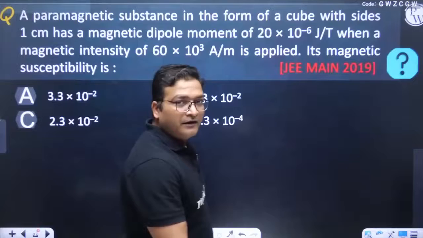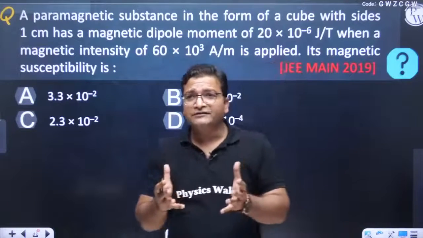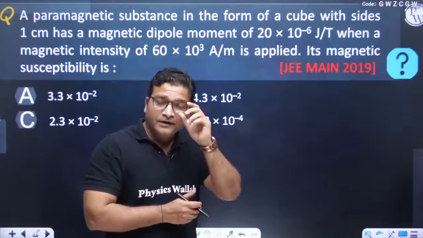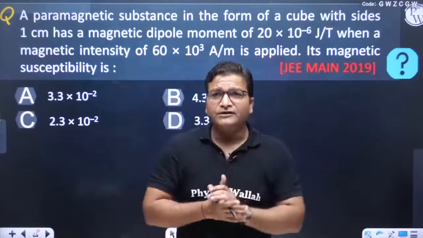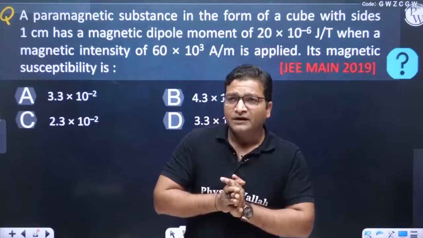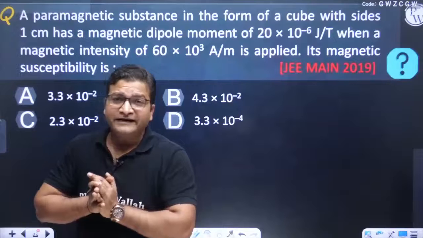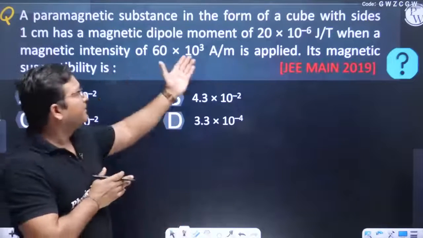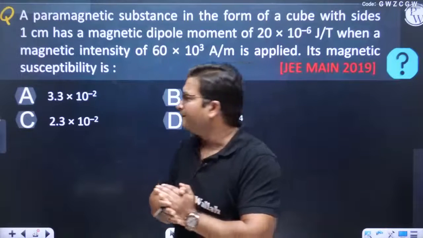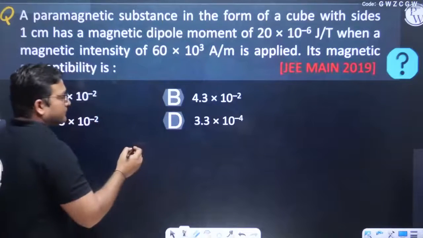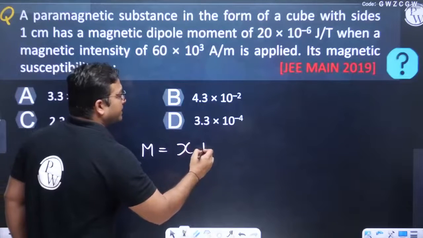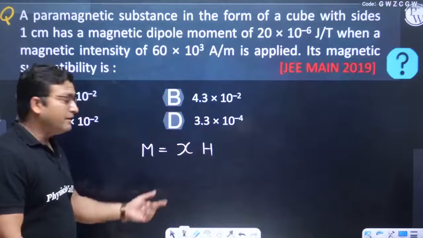Next, we have a paramagnetic substance in the form of a cube whose sides are 1 centimeter, and it has a dipole moment of 20 times 10 to the power minus 6 joule by Tesla. When a magnetic intensity, meaning the H field, of this much ampere per meter is applied, what is the magnetic susceptibility? They are asking us the magnetic susceptibility. I think this question is very simple. As you know, M is equal to chi times H. They are asking us the susceptibility, that is chi.